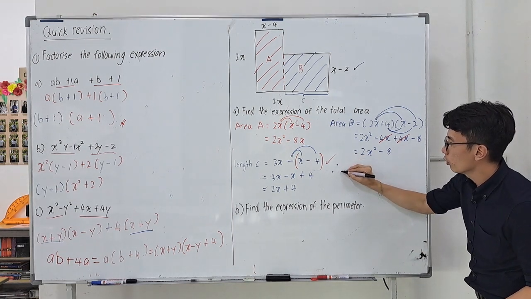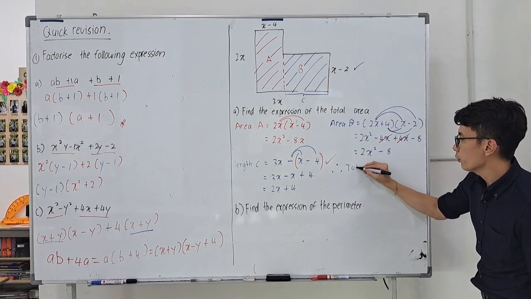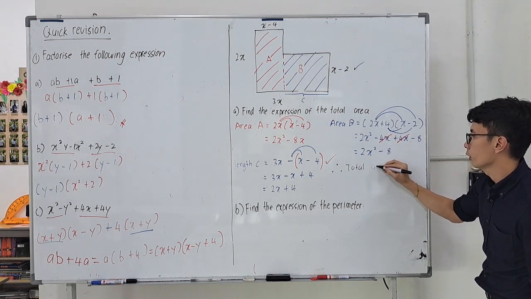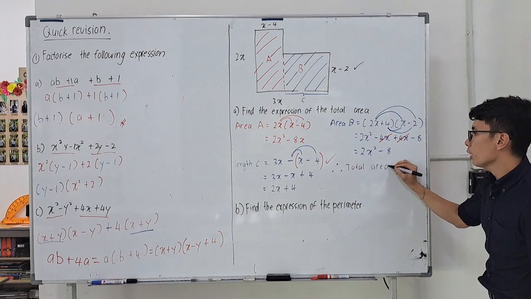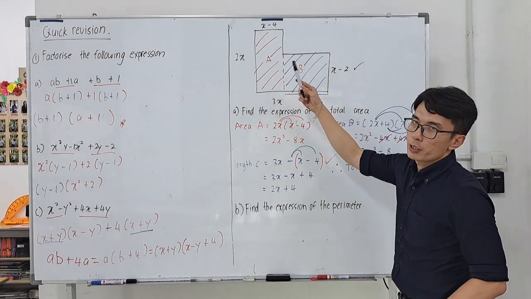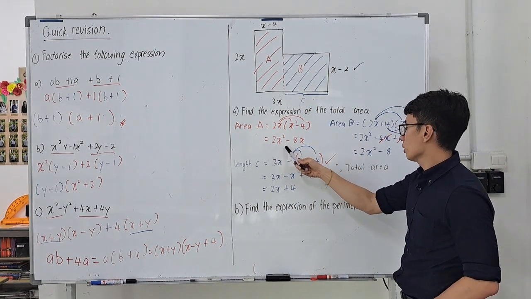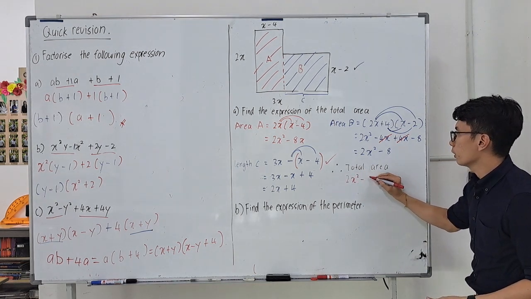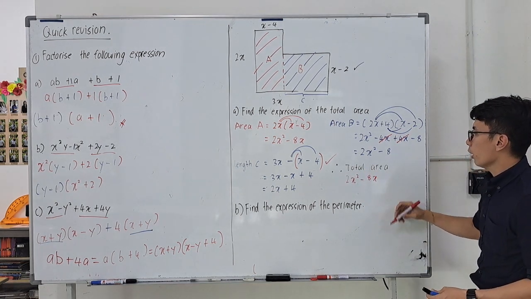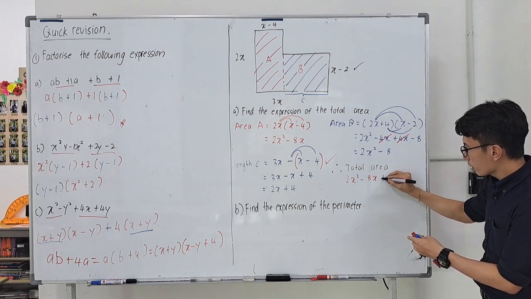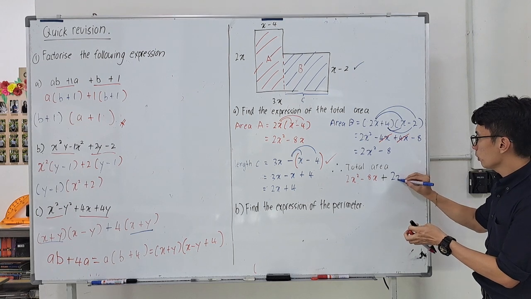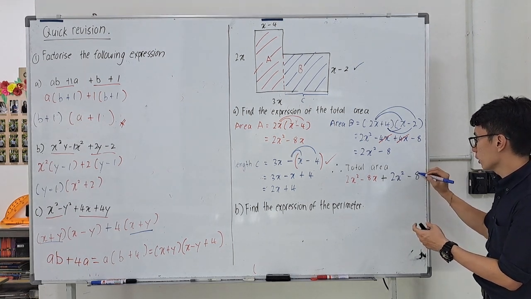So therefore, the total area, where that is what the question wants, is going to be area A plus area B. So we have found area A, which is 2x squared minus 8x, and everything I will add with 2x squared minus 8.